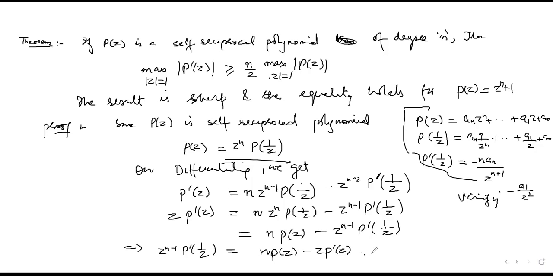As usual, we will take the modulus on both sides. It implies that modulus of n times p of z minus z times p dash z is equal to modulus of z raised power n minus 1 p dash of 1 by z.